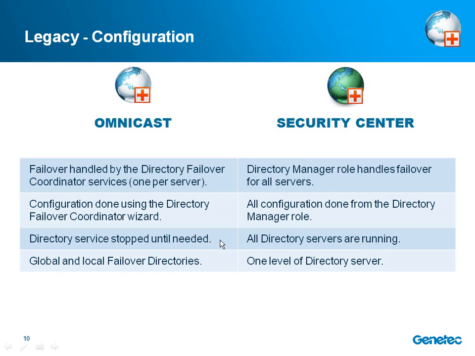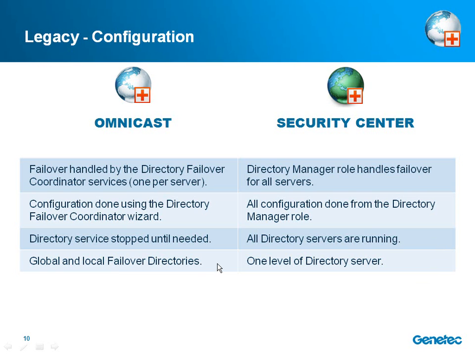One of the key differences in how the system operates is how the additional servers are used. An Omnicast system running with directory failover will only have one directory running at a time. The directory failover coordinators on the servers will communicate with each other to see when they need to start their directory services, which will normally remain stopped until needed. On the Security Center side of things, once you've set up an expansion server to be included as part of the directory failover system, it will be running as a directory all the time. This will be used to help distribute the client connections among the servers.